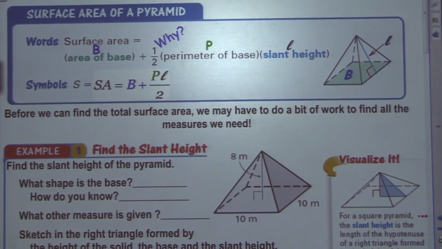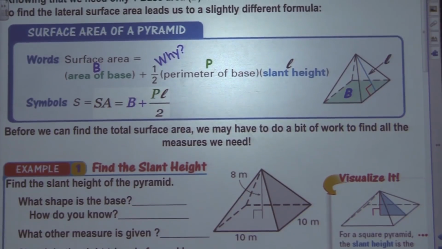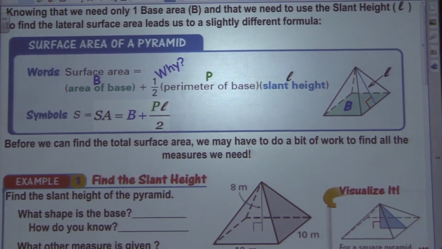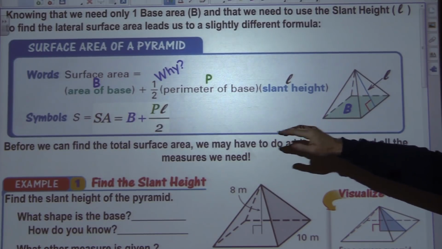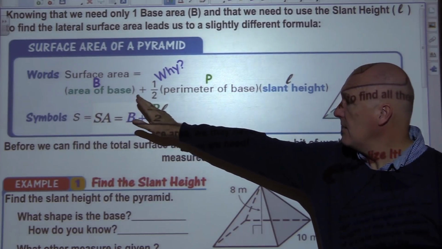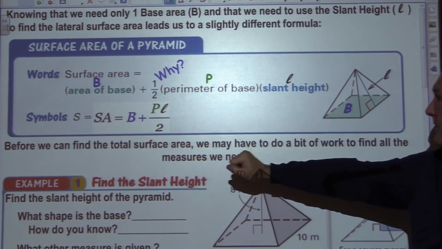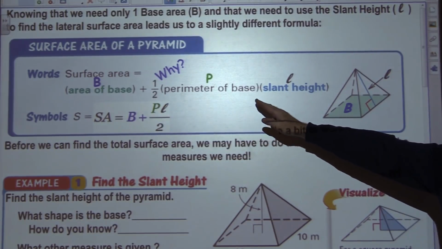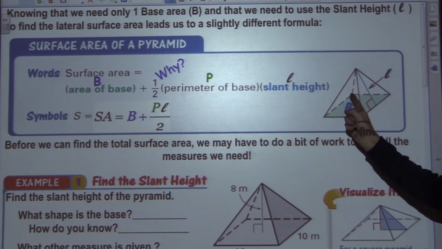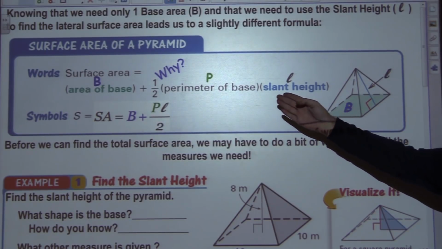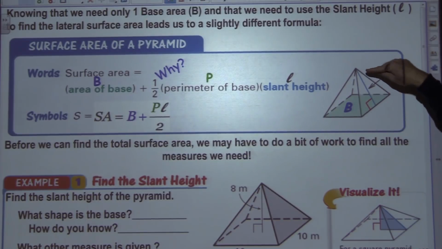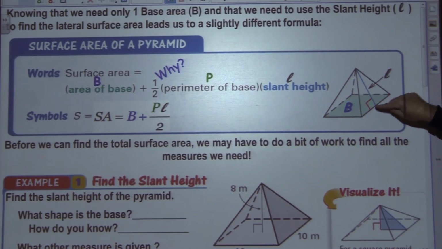This is basically what you need to know. Knowing that we only need one base area, here it is, just in green here, the base area. We need the area of the base plus half of the perimeter of the base. That's the distance all the way around. Remember, if it's a square base, it would just be the perimeter of a square, multiplied by the slant height, this height here, which is perpendicular. Remember, it makes a right angle with the side of the base.